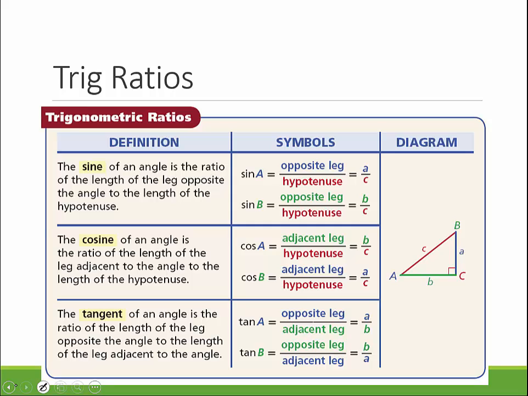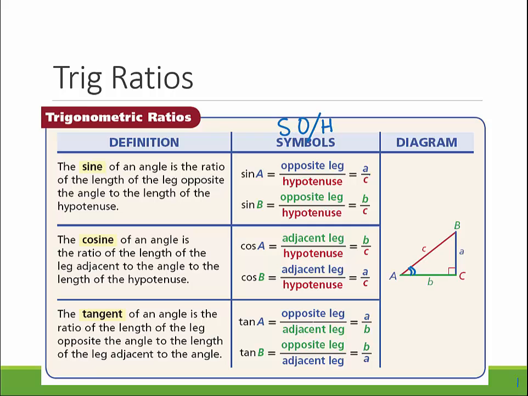The first one is sine, S-I-N-E. The sine of an angle is the ratio of the length of the leg opposite the angle to the length of the hypotenuse. So if we focus on angle A here, the sine is the ratio of the opposite and the hypotenuse. So remember, ratio is just a fraction, opposite over hypotenuse. So S for sine, opposite over hypotenuse.